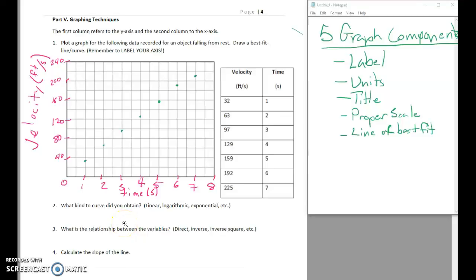The purpose of these videos is to help you out in case you get stuck. Today, we're going to be focusing on part 5, my favorite part, graphing. So let's jump right in.